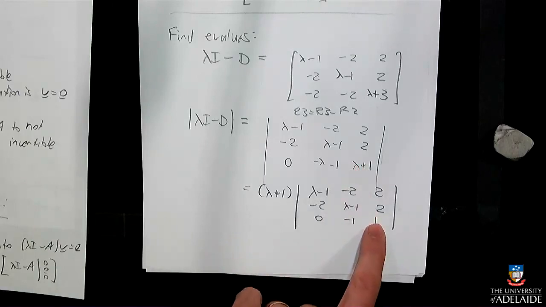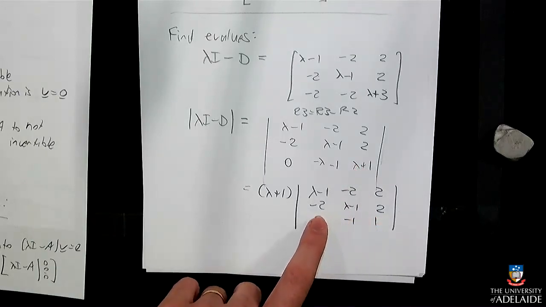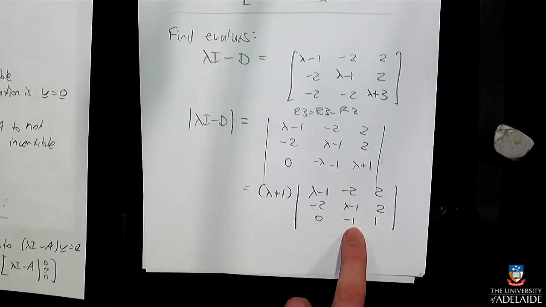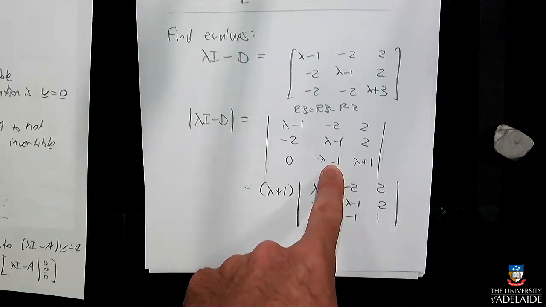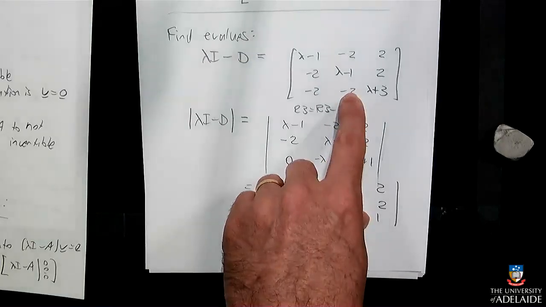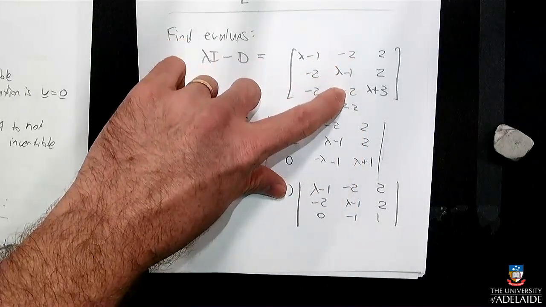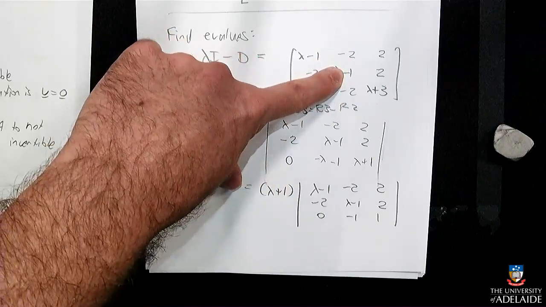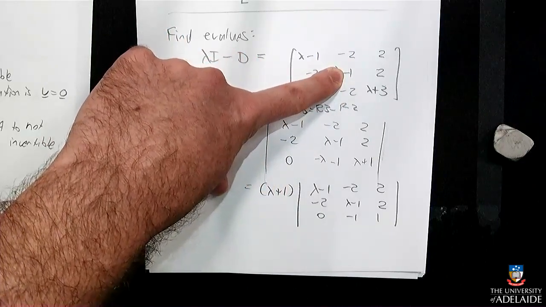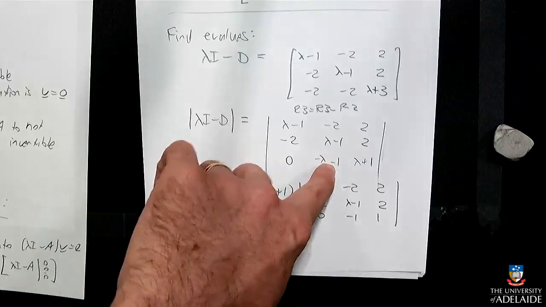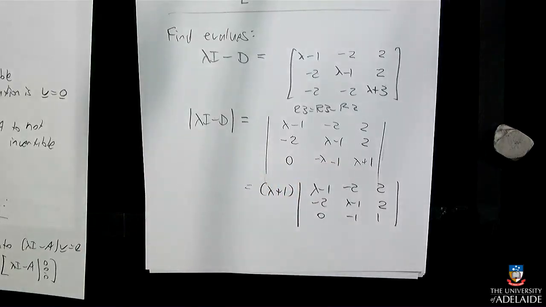Well, minus 2. So I did this row minus this row. Minus 2 minus negative 1 is minus 2 plus 1, which is negative 1. So already I know that one of the eigenvalues is going to be minus 1, because I've got a lambda plus 1 here. Cool.